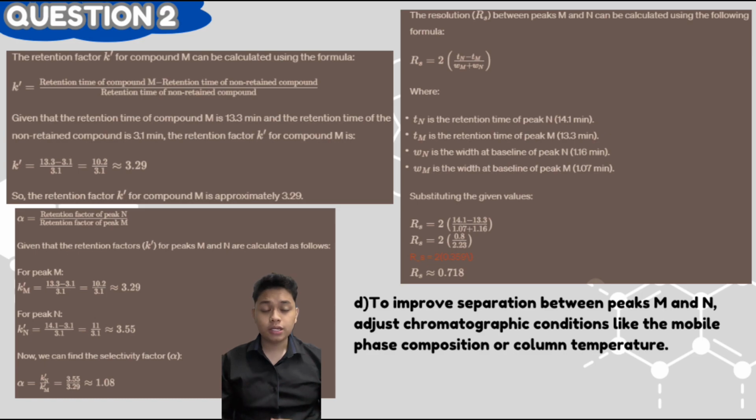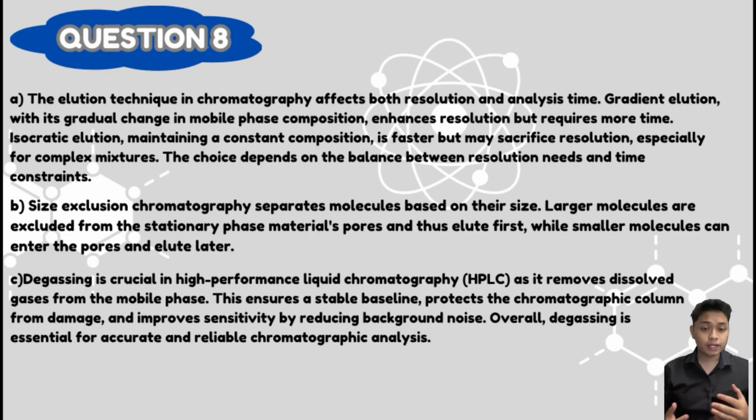For question C, you can pause this video and see the calculation that I already inserted in this video. And for question D, the answer is to improve separation between peaks M and N, you need to adjust chromatographic conditions like the mobile phase composition or column temperature. Now, let's move into question 8 that consists of 3 parts, A, B and C.